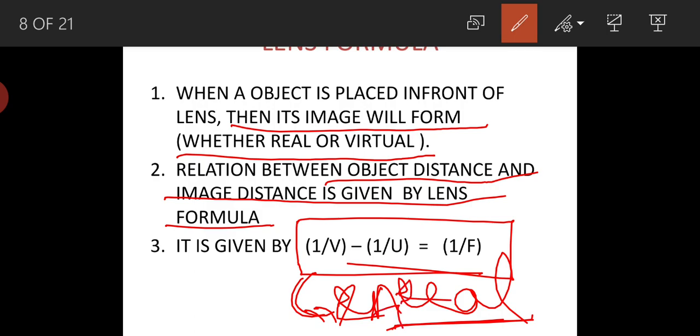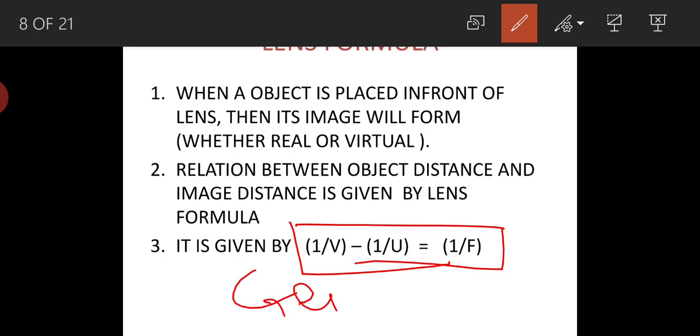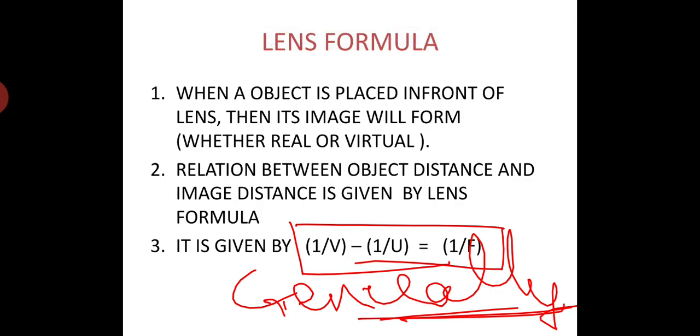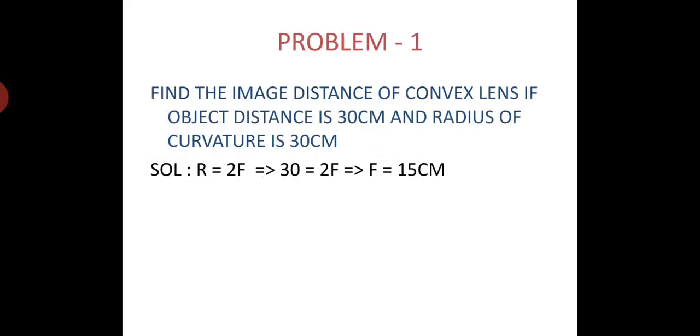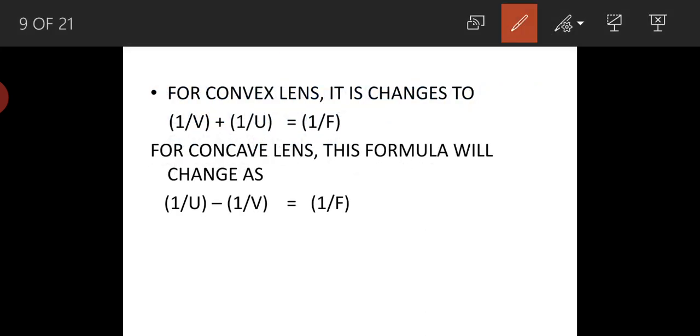We cannot apply this to the lens directly. In order to apply this to the lens, we need to apply sign convention to this general formula. So after applying sign convention, this formula will change. For convex lens, it will change into 1 by v plus 1 by u is equal to 1 by f.